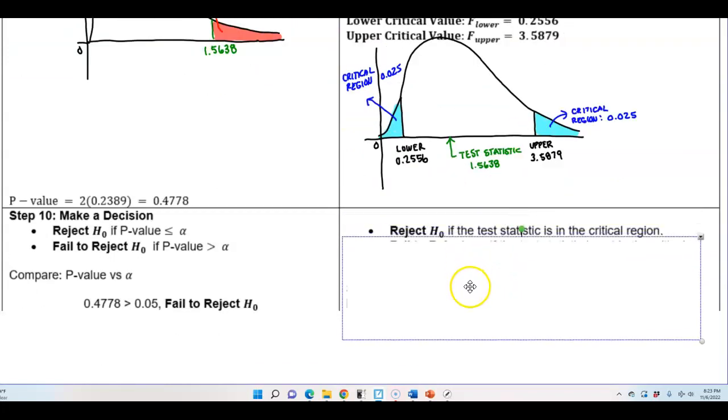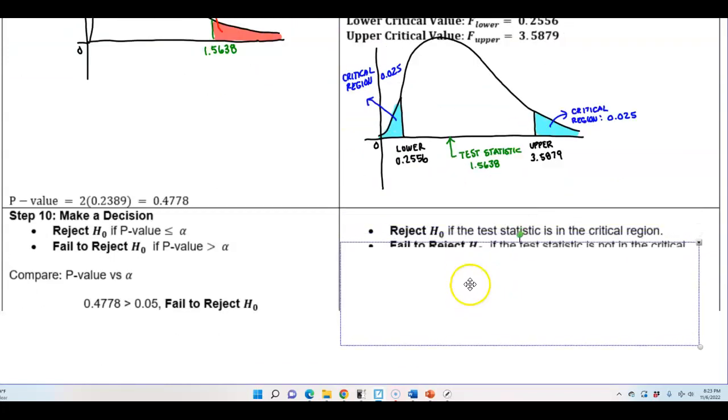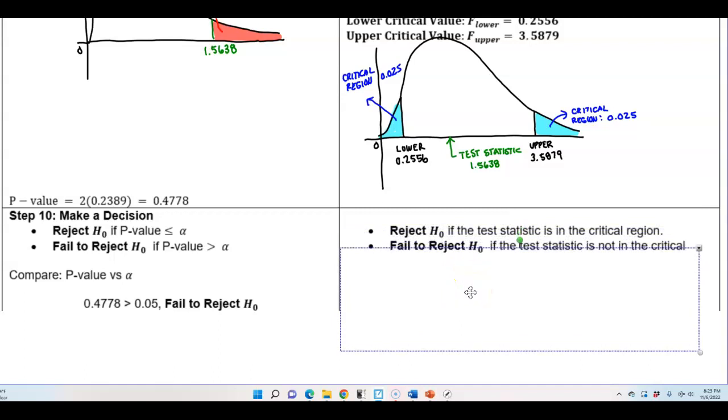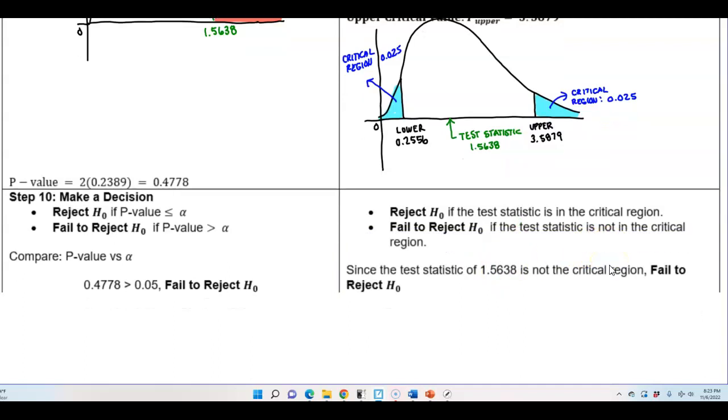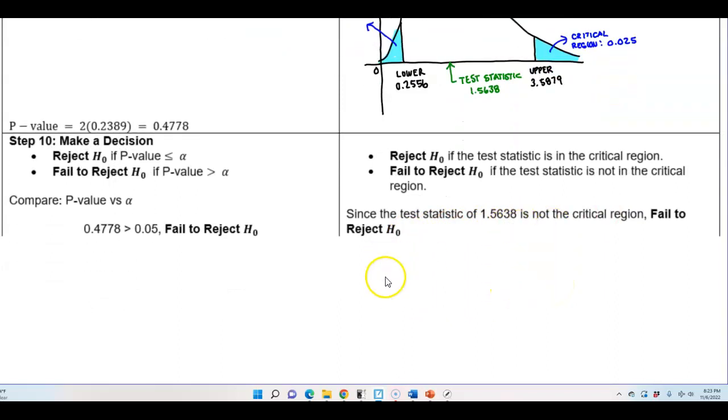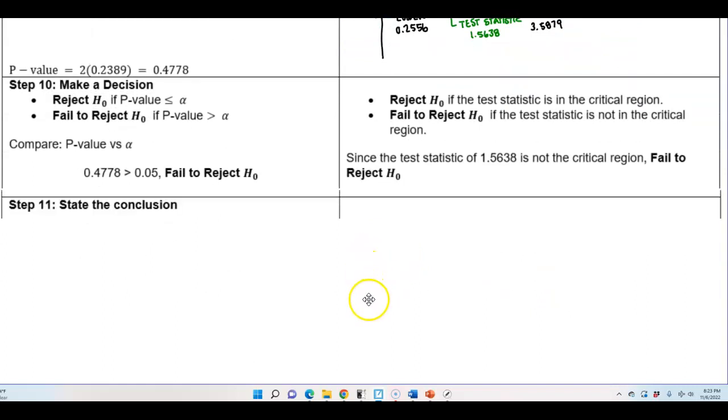So now we reject the null hypothesis if the test statistic is in the critical region, and we fail to reject the null hypothesis if the test statistic is not in the critical region. Now, since the test statistic of 1.5638 is not in the critical region, we fail to reject the null hypothesis. So now we're going to state the conclusion.